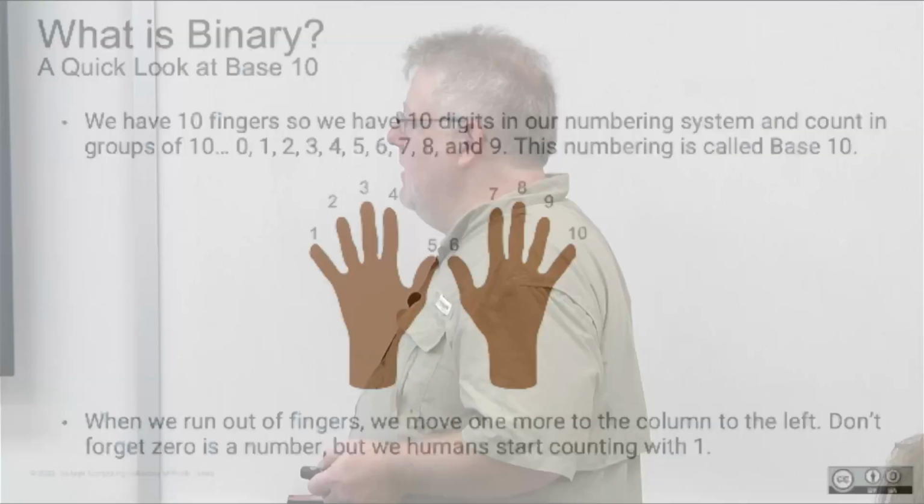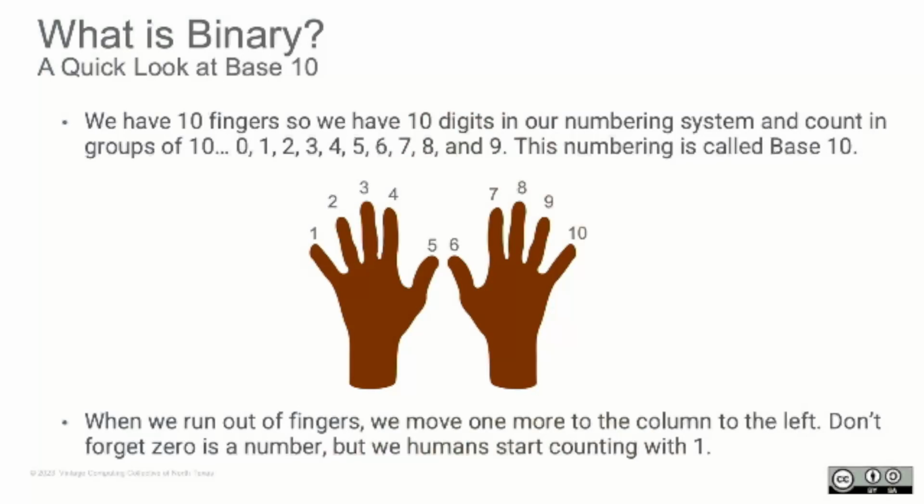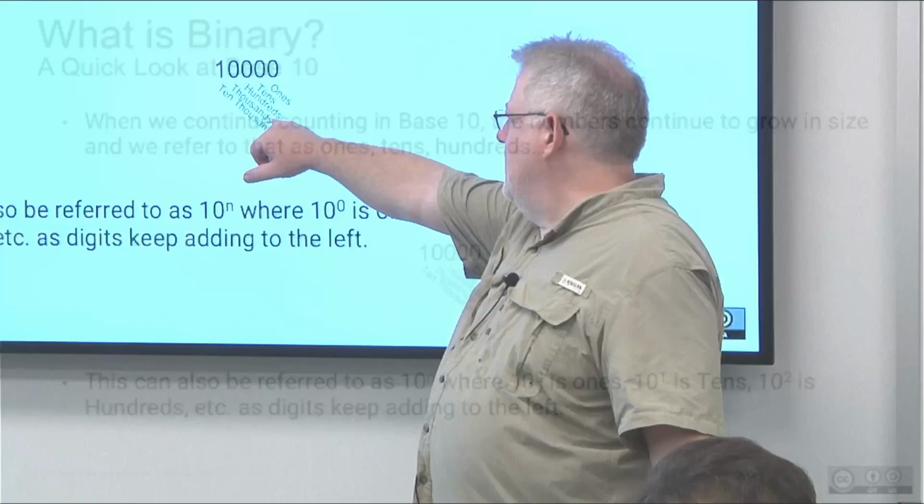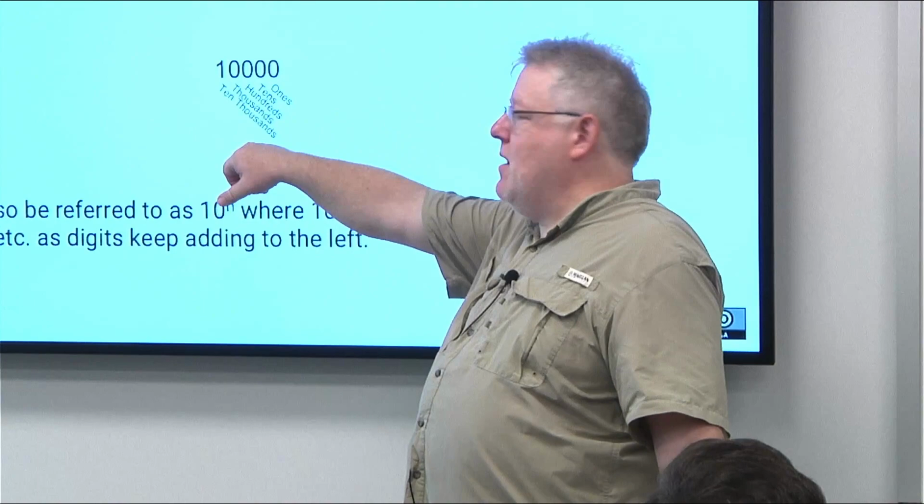So base 10. That's what we count in. Computers count in on or off, a zero or a one, which is binary. So when we talk about base 10, we go 1 through 9 and then we carry a number over to the next space. And as we run out of fingers, we have to move to toes, to get to the next number. And you could look at this as counting in powers of 10. So 10 to the zero, that's your one space, 10 to the one is your tens, 10 to the twos, 100s, 10 to the third power, 1,000, and so on and so forth as you move this way.